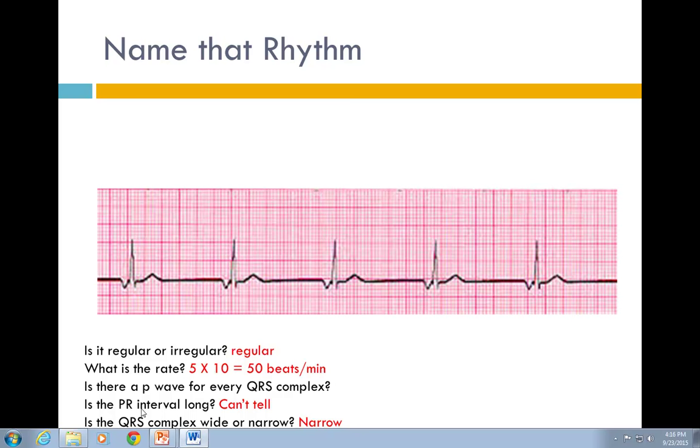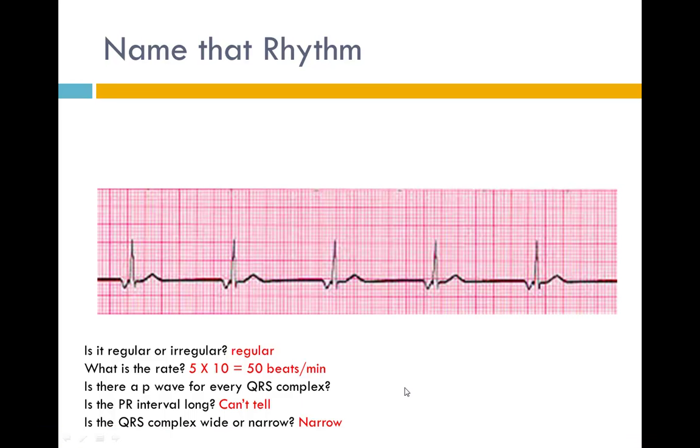Is the PR interval long? Well, you can't really tell because I can't see a P wave. And so that tells me if I can't see a P wave, the firing probably isn't coming from the pacemaker of the heart. It's probably firing from the AV junction. Remember we said if firing is going on from the AV node, then you will have probably a rate between 40 and 60, which we do.